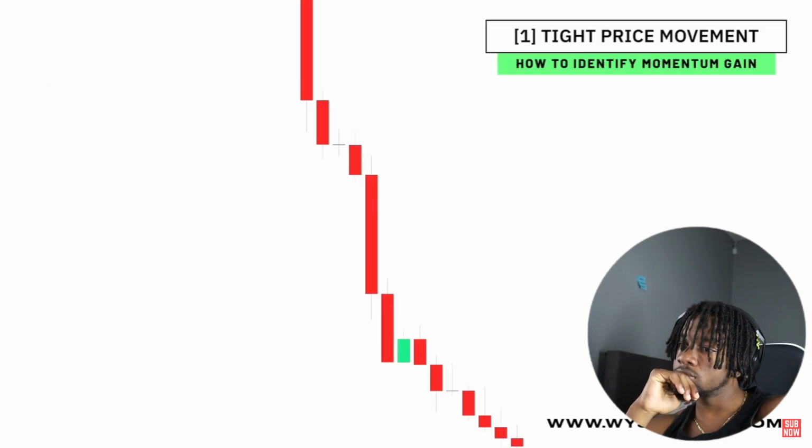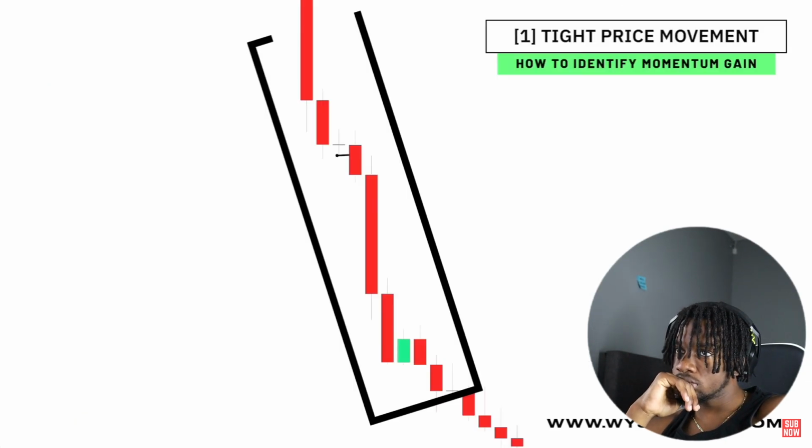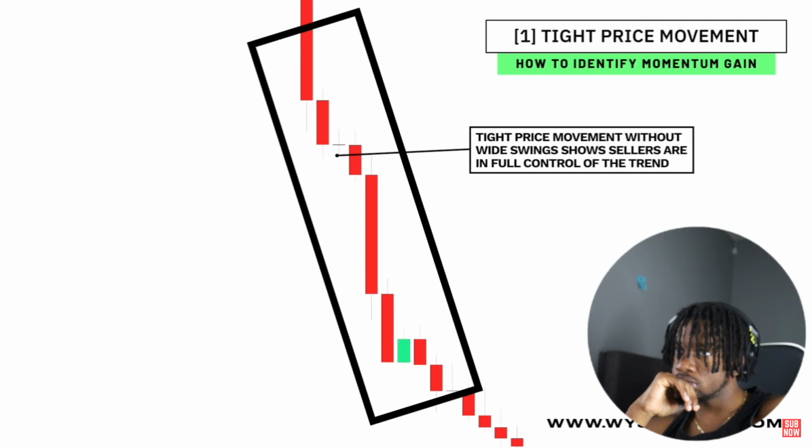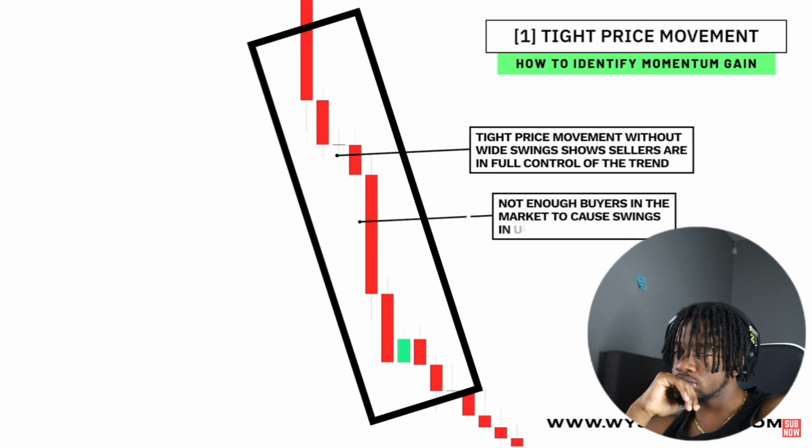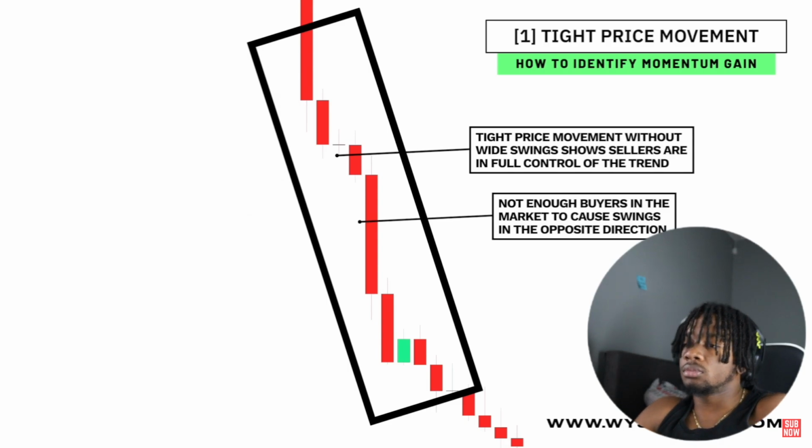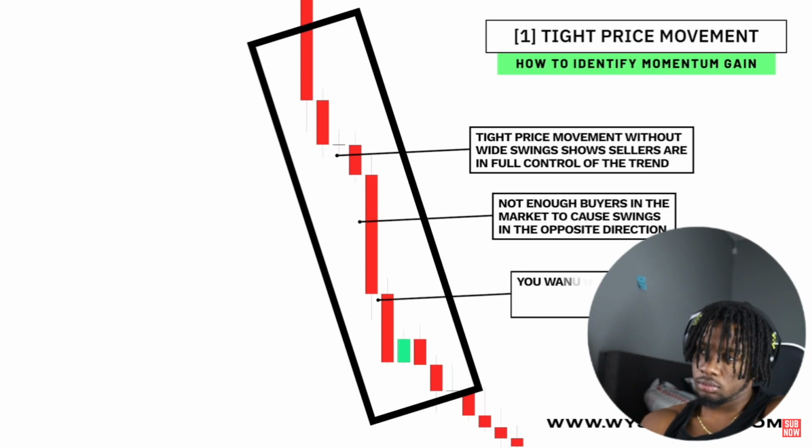In the opposite direction, in a downtrend, notice again how price is very tight together without wide swings, which shows that sellers are in full control and that there are not enough buyers in the market to cause swings in the opposite direction. You want to trade with this downwards gain of momentum and not against it.